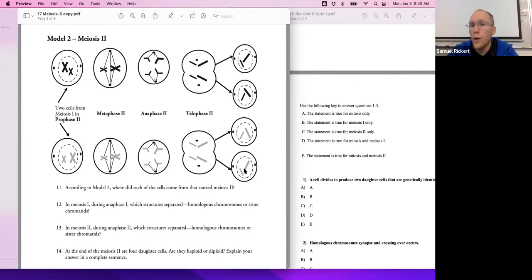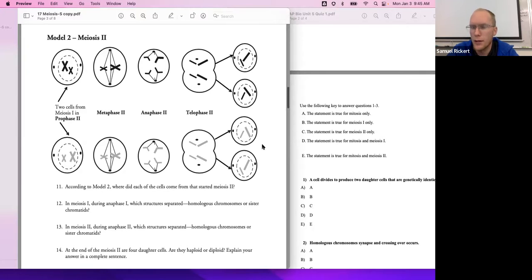And when we have so many combinations possible, which would be 2 to the 23 possible combinations due to this, we're going to get a great amount of diversity. That's called independent assortment. Where each sister chromatid goes is independent of the other ones.